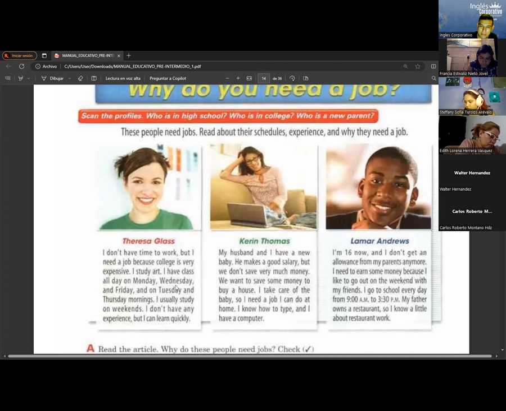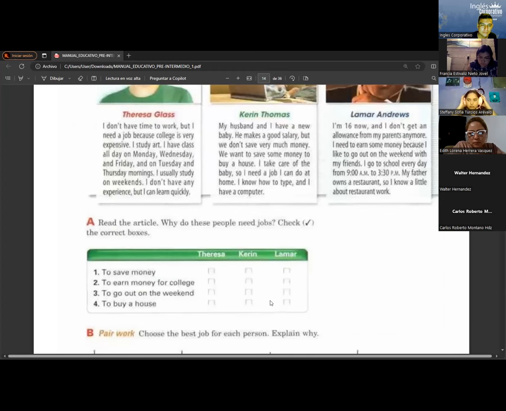Rápidamente. Okay, Karen Thomas. My husband and I have a new baby. He makes a good salary. But we don't save very much money. We want to save some money to buy a house. I take care of the baby, so I need a job I can do at home. I know how to type, and I have a computer.